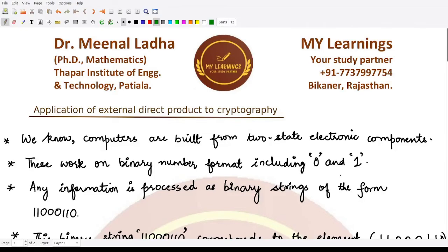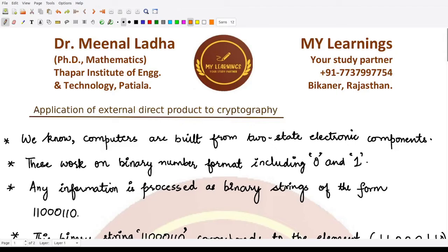In this video, we shall be looking at an application of the external direct product to cryptography. Cryptography is a science in which data is encrypted, so that data is protected from hackers and other people who may misuse it, right? So we will see the application of groups, and in fact external direct product of groups, to cryptography. So let's move forward to this video.